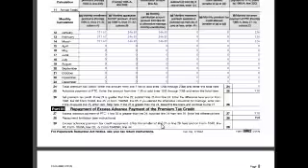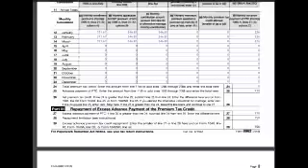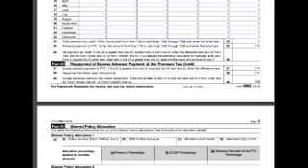Okay, so excess advance premium tax credit repayment. Enter the smaller between line 27 and 28. So the smaller is going to be 750, which is good. Okay, 750, that's for line 29.